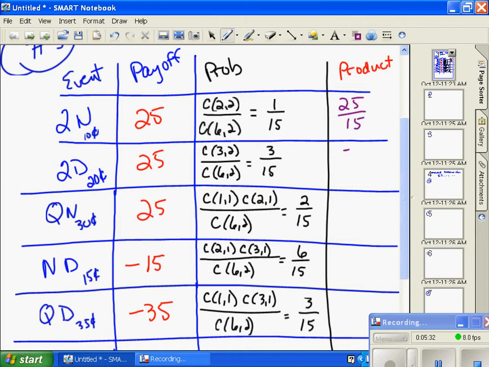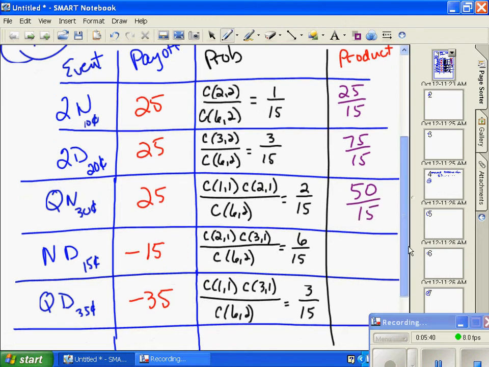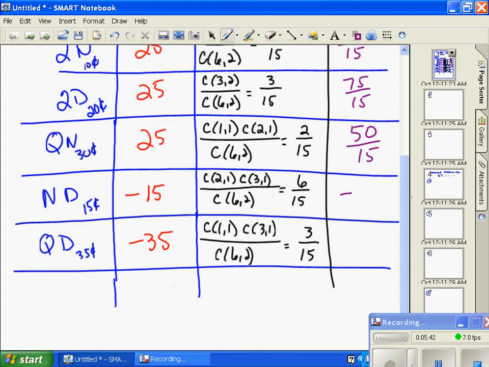3 times 25, I get 75 over 15. 2 times 25, I'm going to get 50 over 15. 6 times 15, that's going to be a negative, so I get a negative 90 over 15. 3 times 35 is 105.